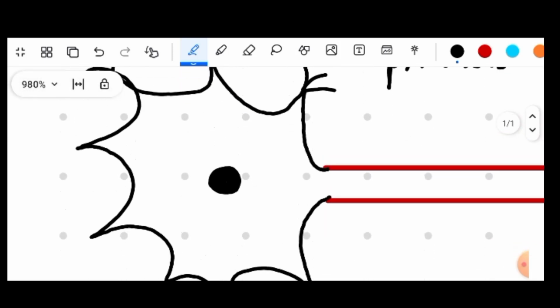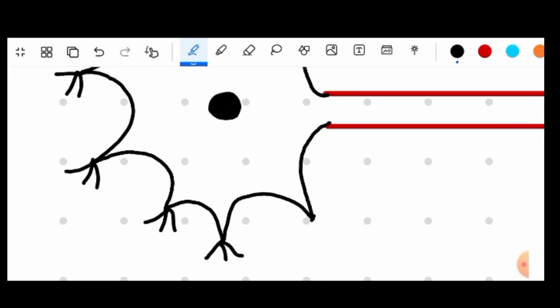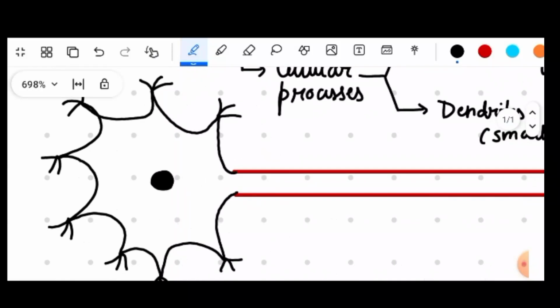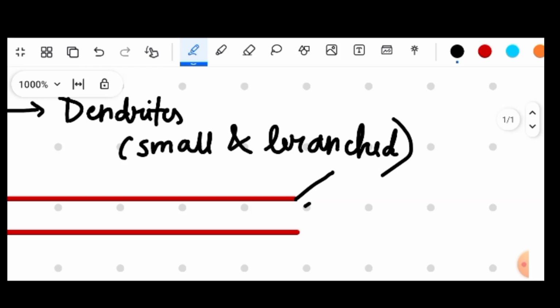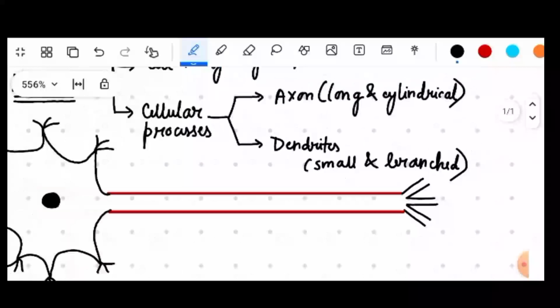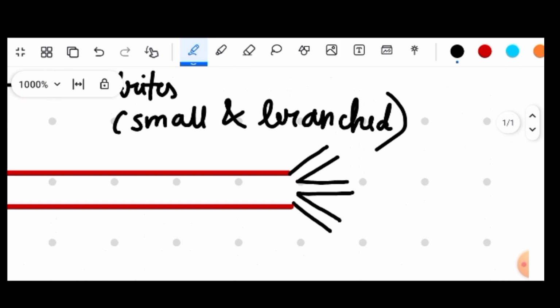which are called the dendrites. These are called the dendrites. I am showing three so as to ensure that there is proper understanding of the structure and it ensures clarity.